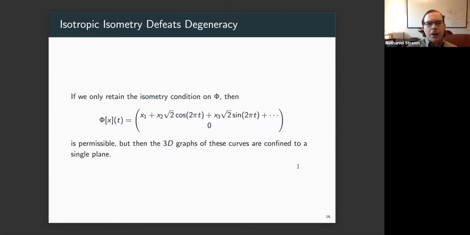So isotropic isometry defeats global degeneracy. So if you just have isometry, right? If phi just is an isometry, well, it could degenerate into something like this, right? Where you simply map phi in the second coordinate to 0, and then you have some sort of standard 1D Andrews plot, right? So this would be permissible if you just had an isometry condition, but then there's no point in really looking in 3 dimensions, right? The curves will all be stuck on a single plane, so it's useless. So this is maybe the most important condition that you could try to impose on your system so that you can do actual real visualizations in 3 dimensions.